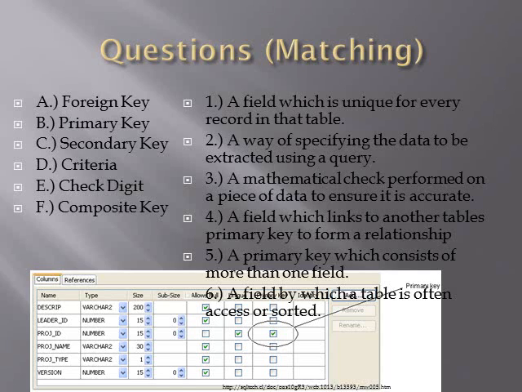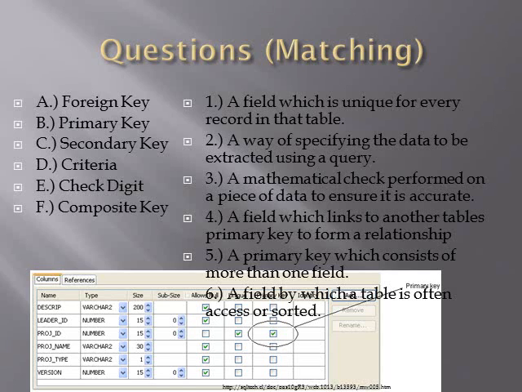The first one reads, a field which is unique for every record in that table. The second, a way of specifying the data to be extracted using a query. The third, a mathematical check performed on a piece of data to ensure it is accurate. The fourth, a field which links to another table's primary key to form a relationship. The fifth, a primary key which consists of more than one field. And the sixth, a field by which a table is often accessed or sorted.